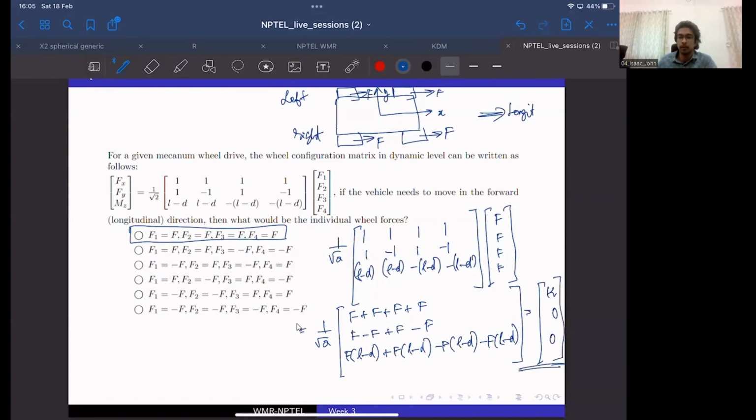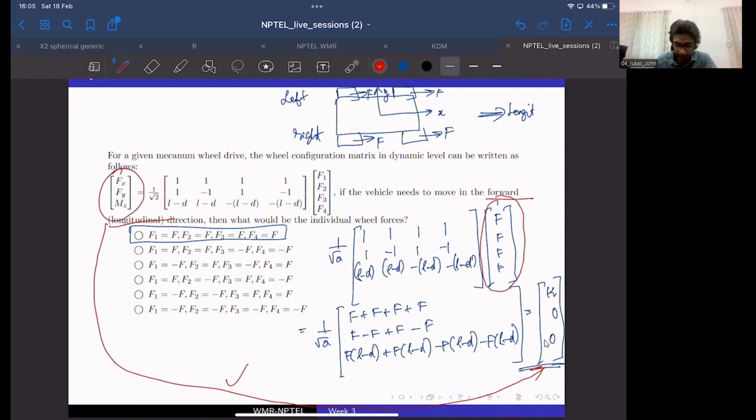Our requirement is that we want the robot to move along the forward direction, and the force vector Fx, Fy, Mz is obtained as a constant along the first component and 0 along the remaining 2 components. So this is exactly as per the question's requirement, and it turned out to be the right combination of forces also. That corresponds to option 1: all 4 forces are positive Fs, along the longitudinal direction.